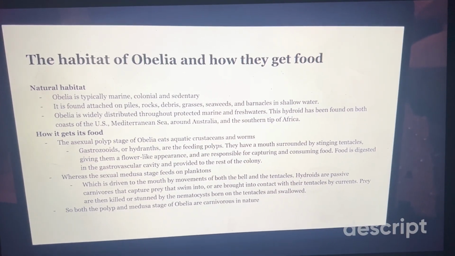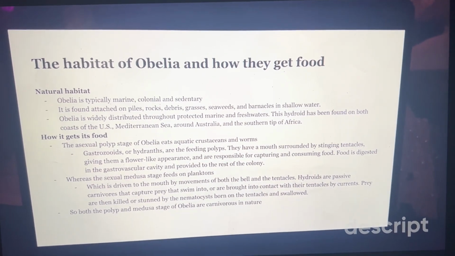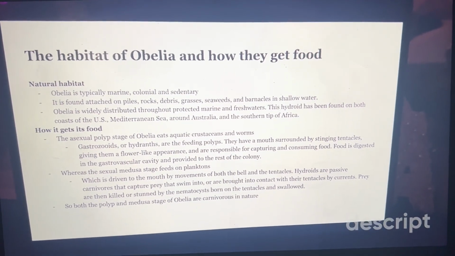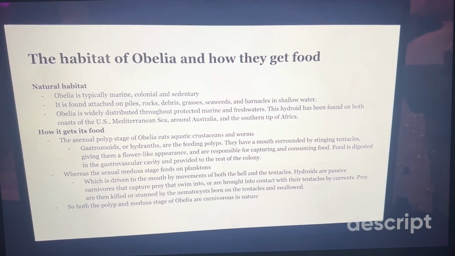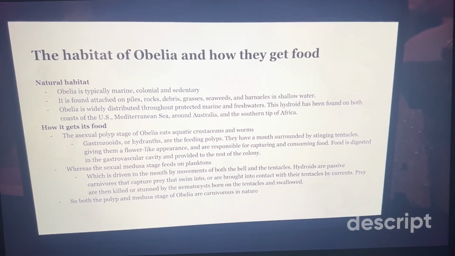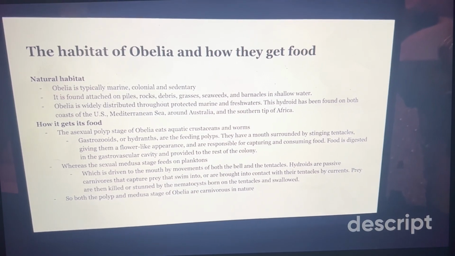And then how it gets its food. The asexual polyp stage of Obelia eats aquatic crustaceans and worms. Gastrozoids, or hydranths, are the feeding polyps. They have a mouth surrounded by stinging tentacles, giving them a flower-like appearance, and are responsible for capturing and consuming food. The food is digested in the gastrovascular cavity and provided to the rest of the colony.